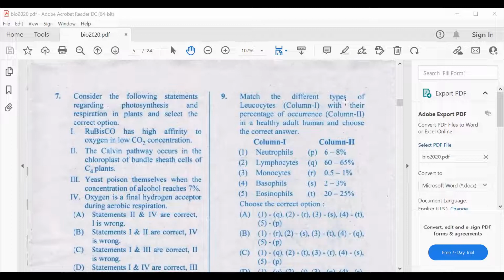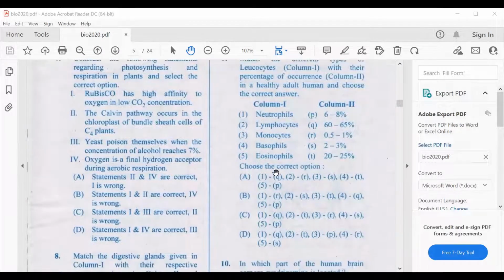You have to answer how much percentage of the respective leukocytes is present. Out of 100% WBC, how much are neutrophils, how much are basophils. So read the options properly. Options A, B, C and D are given. If I read them out, you will not understand, so see them yourselves and then answer the question.